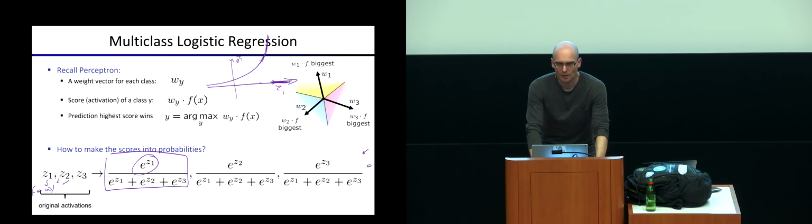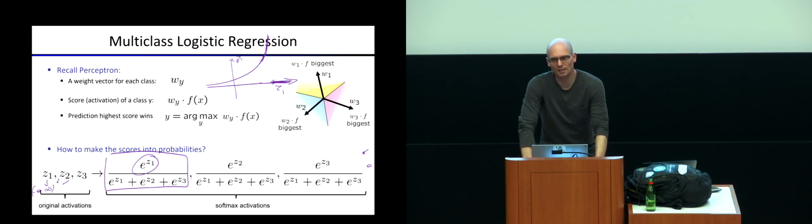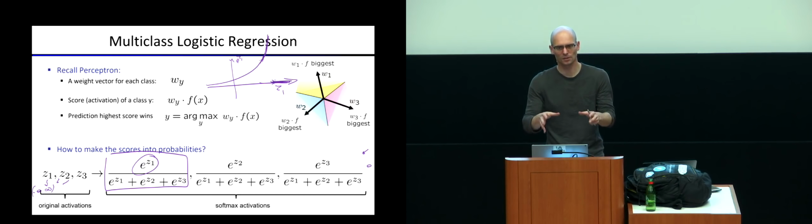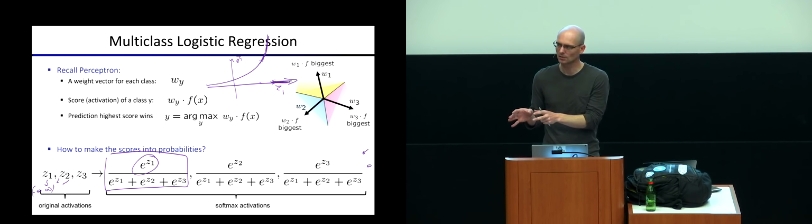The numbers on the left are the original activations, and the ones on the right are called softmax activations. So our perceptron, in some sense, outputs just regular activations. But when we do multi-class logistic regression, we'll feed that through a softmax calculation, which turns it into probabilities. Once we have probabilities, we again have a mechanism to optimize the parameters.